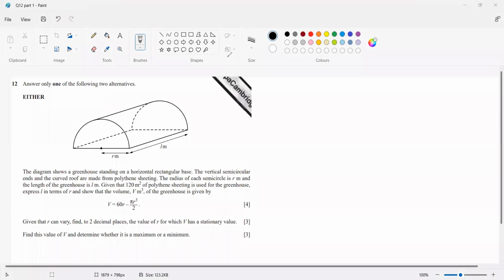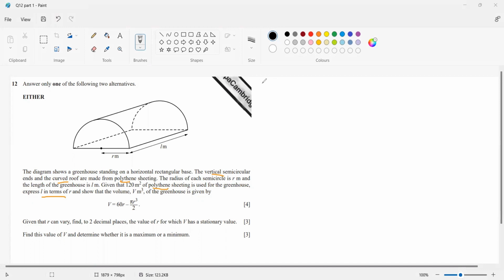The diagram shows a greenhouse standing on a horizontal rectangular base. The vertical semicircular ends and the curved roof, meaning all the outer upper surface areas, are made from polythene sheeting. The radius of the semicircle is r and the length of the greenhouse is L. Given that 120 square meters of polythene is used for the greenhouse, the total surface area is 120. Express L in terms of r. This is the first part we're going to do, and then we're going to calculate the volume based on that.